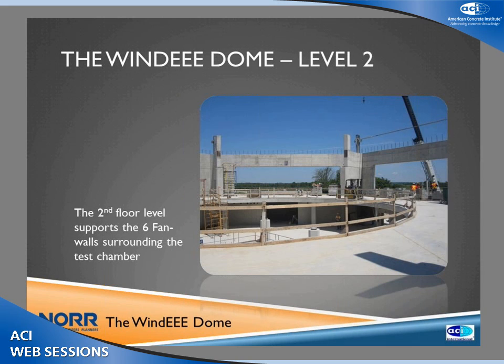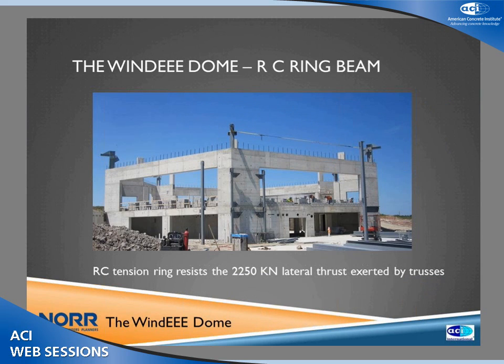In this photo you see the second floor, and this floor will support the six walls that carry the fans and the test chamber itself. In this photo you can see the tension beam. We have designed a tension beam to take the thrust from the trusses, and the amount of thrust is 500 kips, around 2,250 kilonewtons.